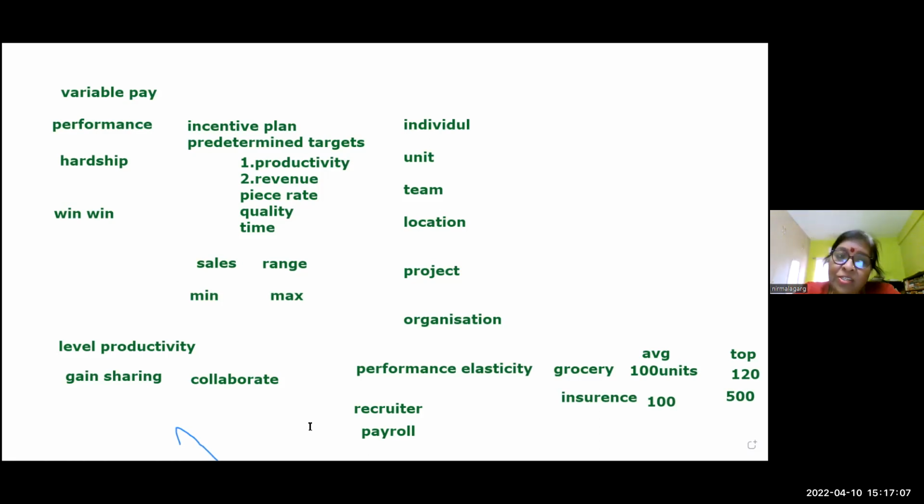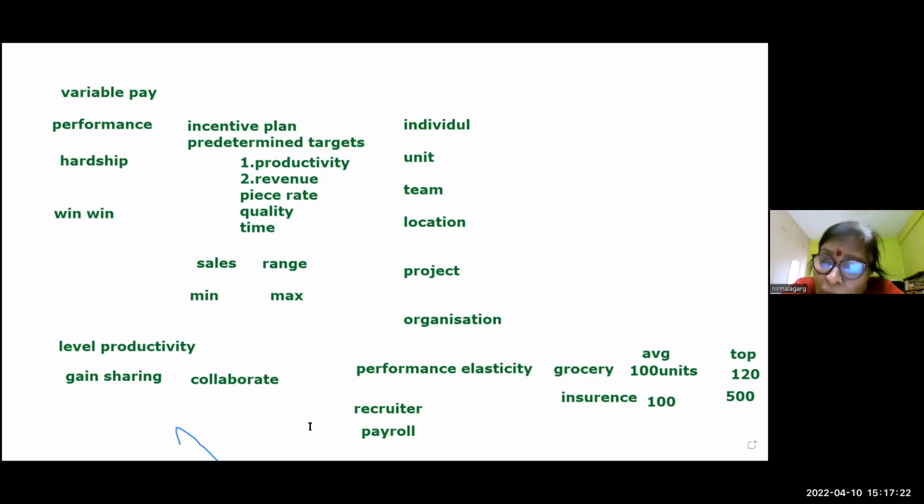But in other functions, say in product development, you can also have a variable pay. How? One is milestones. Two, within the time frame given. That is for those people who are in R&D, product development.